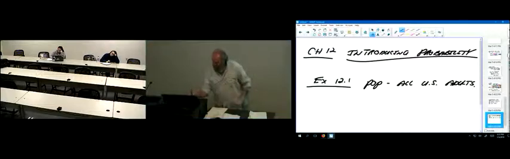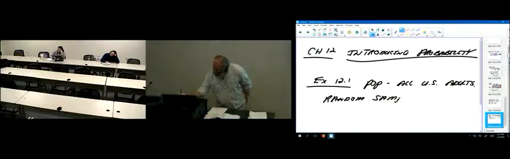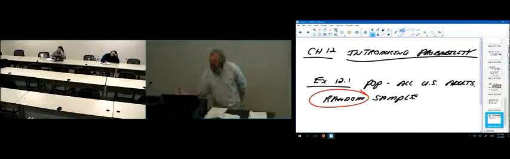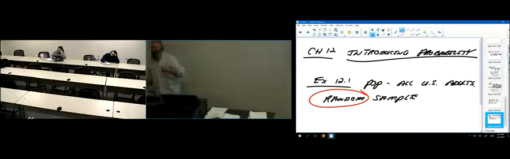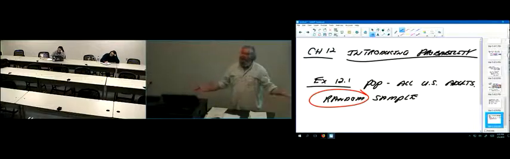Oh, good word. I'm going to circle the good word. Random to me and you means they use chance, right? Nobody needs to tell me it's a simple random sample, stratified, systematic, or multi-stage. I'm looking for random because I know they use chance here.